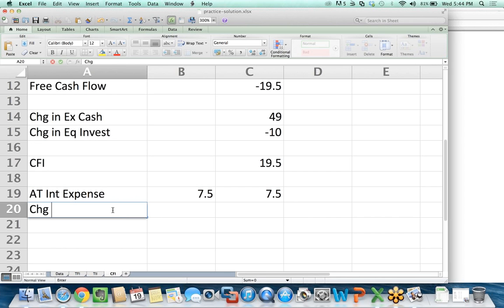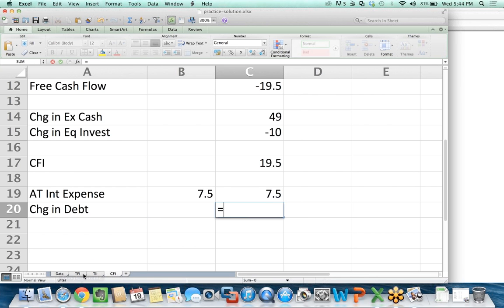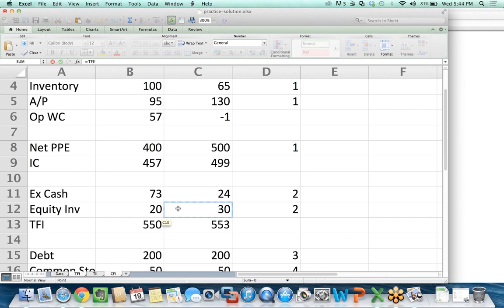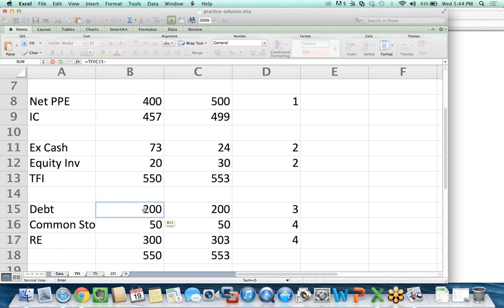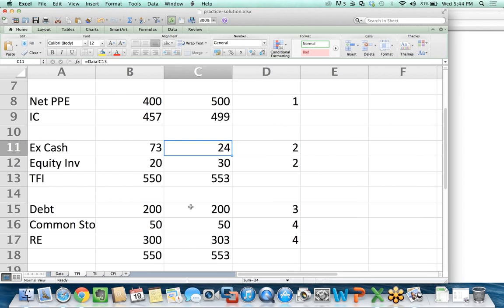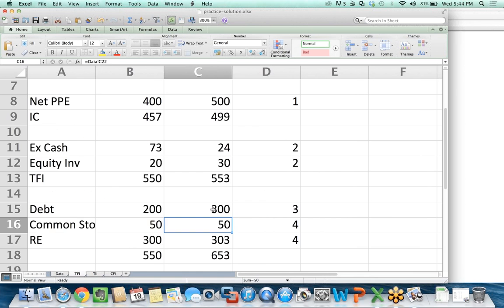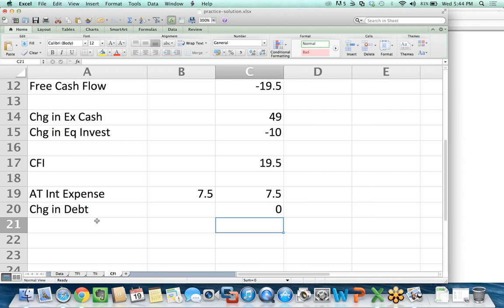Then I look at any change in debt. Now my debt went from 200 to 200, so there was no change in debt, right? But let's say there was. Let's make sure we have my sign right. Let's say I went from 200 to 300. I increased my debt. Well, that would mean an increase in debt would be a negative number, so I would have to flip this sign if I were setting this up correctly. All right, but I didn't, so I'm going to undo this increase in debt. So I have a change in debt of 0.